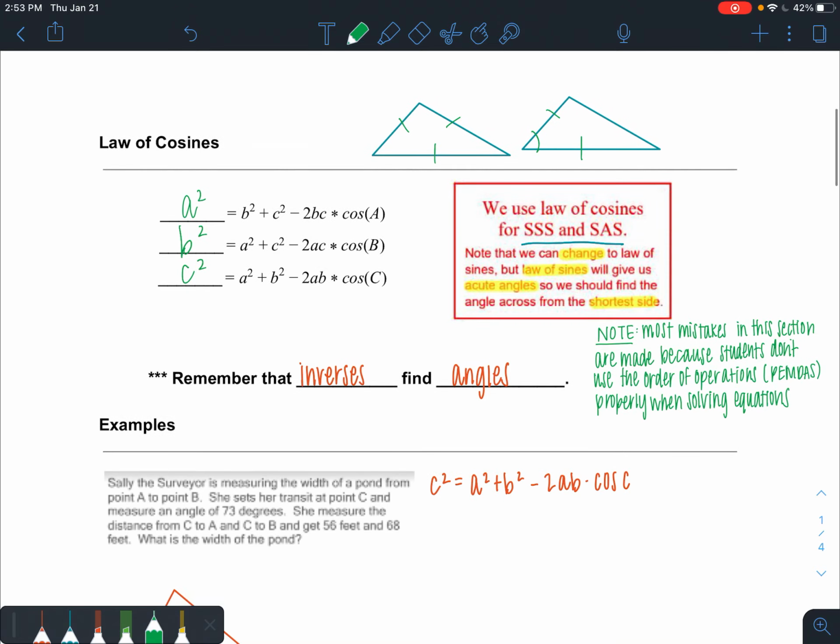Okay, and then I want you to remember that inverses find angles, just like we did in law of sines previously. So this is just a note that in the law of cosines, most mistakes in this section are made because students don't follow the order of operations when they're solving the equation. So they do some funny stuff there. So just be careful that you are properly solving these equations.